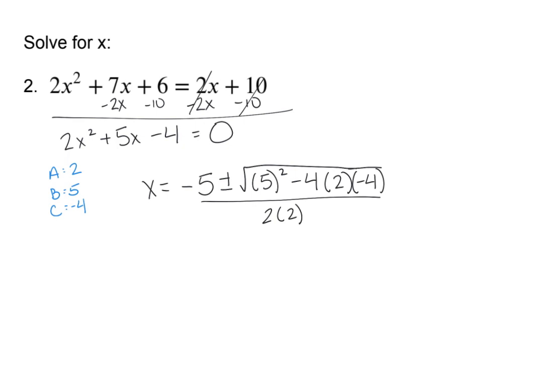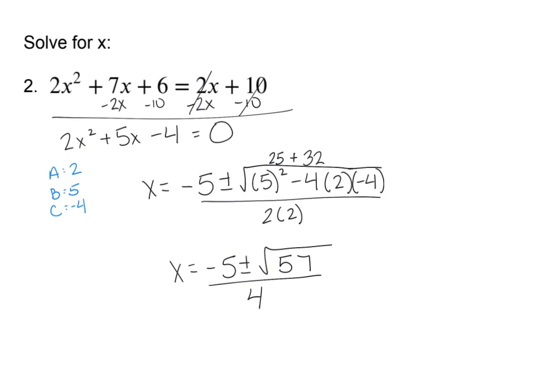All right, let's look under the radical. When I square the 5, I'm going to get 25. When I multiply over here, think about this for just a second. If we have a negative and a negative, it's going to change into a positive. So this is now plus. 4 times 2 would be 8, times 4 is 32. Putting all that under the radical together, we've got 25 plus 32, which is going to be 57, all over 4.